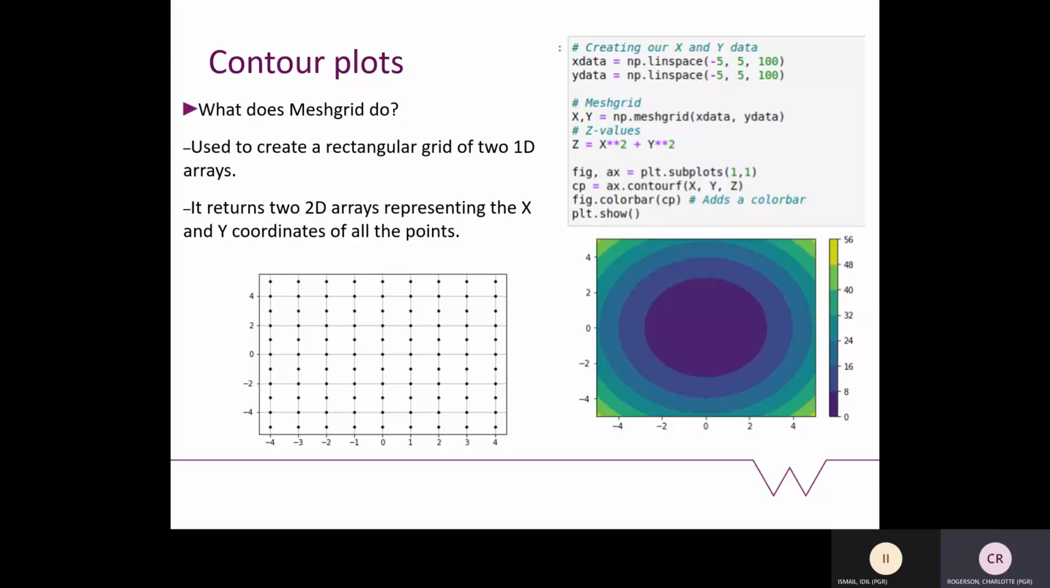So it will then return two 2D arrays, which represent the X and Y coordinates of all of the points in the rectangle. The image on the left gives an illustration of how the meshgrid function works. But please note that you do need to grid your data, otherwise the contour function will not accept it, and so this step is quite essential for contour plots.